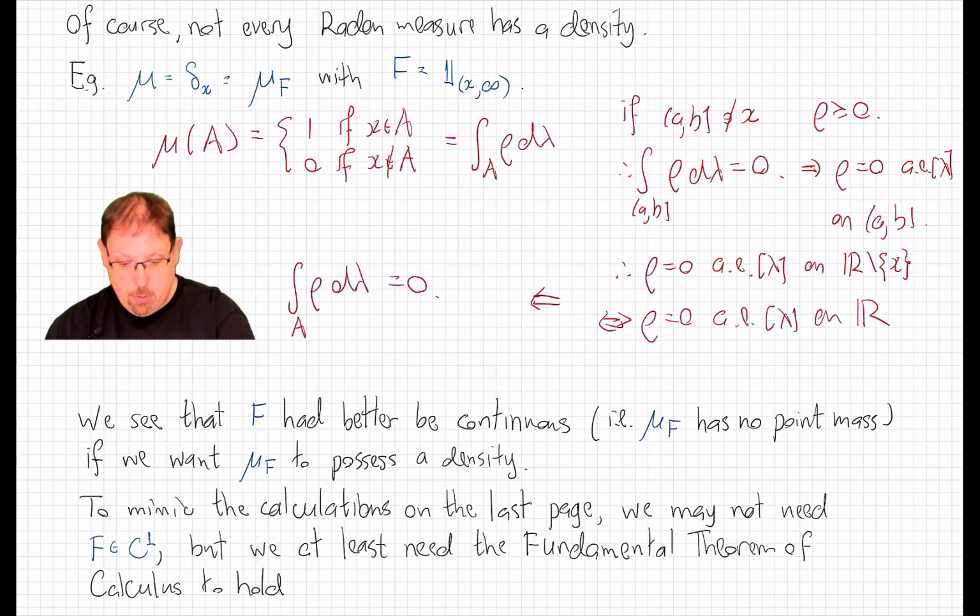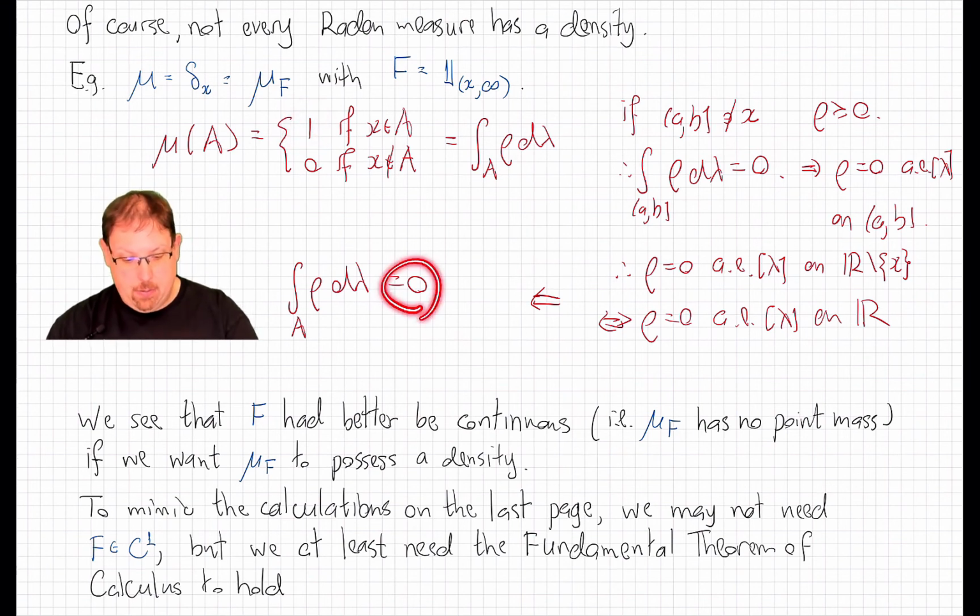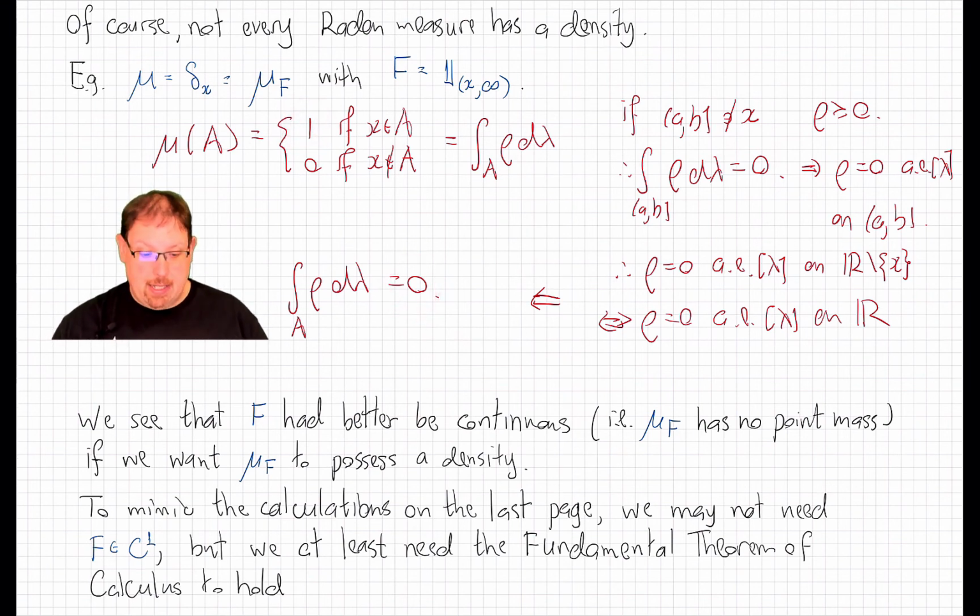Which means that we cannot capture that 1 if x is in the set this way. So there can be no density for a point mass, or therefore any convex combination of point masses. If a Radon measure has any point mass anywhere, it cannot have a density. So in other words, if we want there to be any chance of having a density, the cumulative distribution function must be a continuous function, which is the same as saying that there are no point masses anywhere.